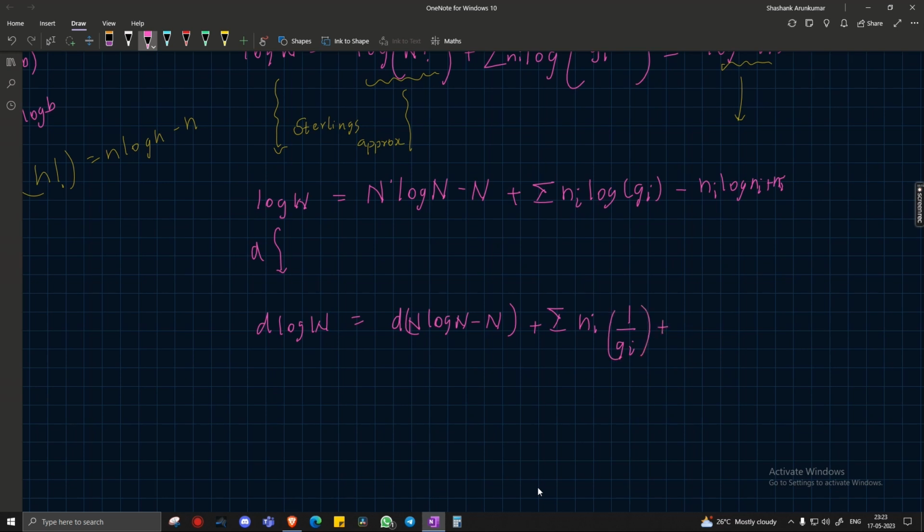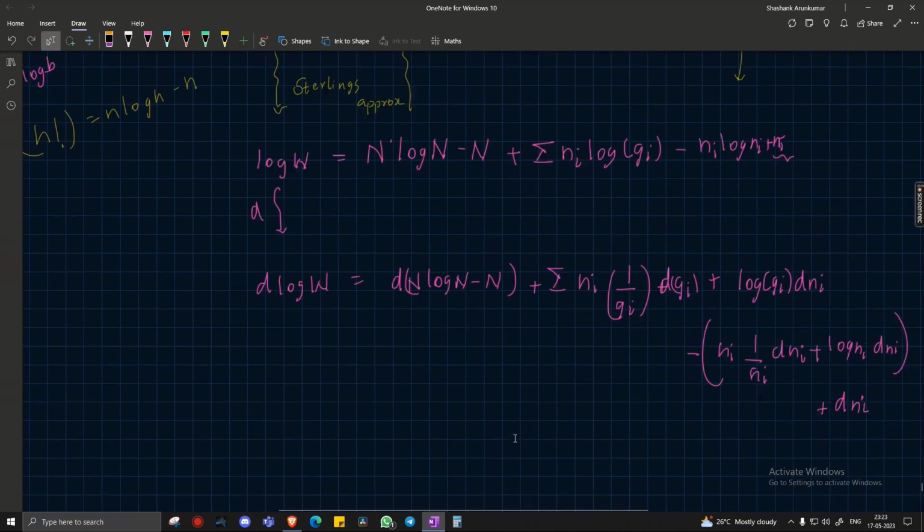So 1 by gi into dgi gi plus log gi into the differential of the first part, which is dni. Now we take minus ni into the differential of log ni, which is 1 by ni dni, plus log ni dni. And outside we have plus another dni. So that will be dni.